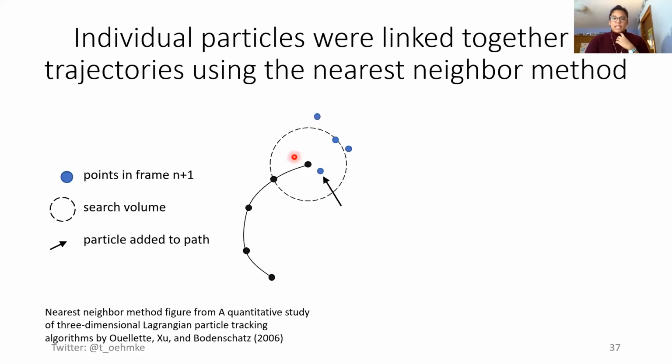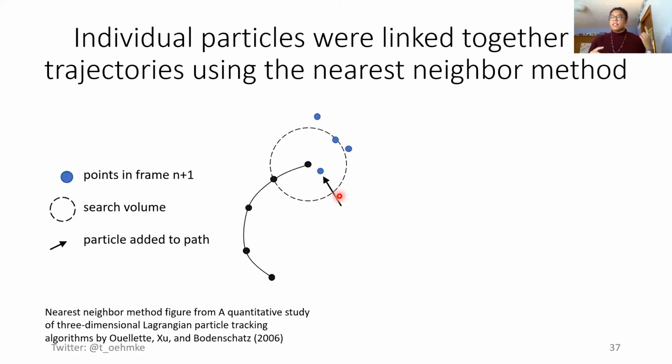And so if we look at this diagram here, we see that these black dots are particles that are already linked to a trajectory path. And these blue dots here are particles that have been identified in our next image. But we have a restriction. So we have a search volume and we say, okay, only particles that are within a certain distance can be linked in the next image, because if not, it would have been too far away. We would be skipping something, we'd be missing some dynamics. So within this search volume, we have 2 particles and we choose the one that's closest. And that's how we create our trajectory path.